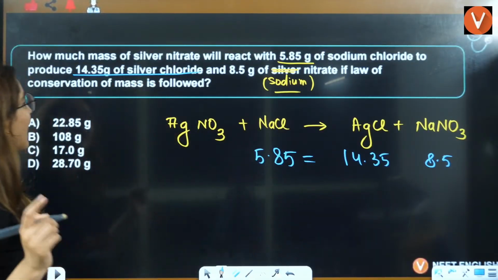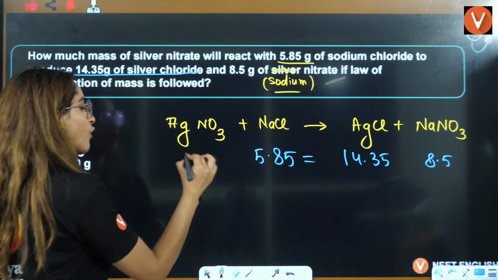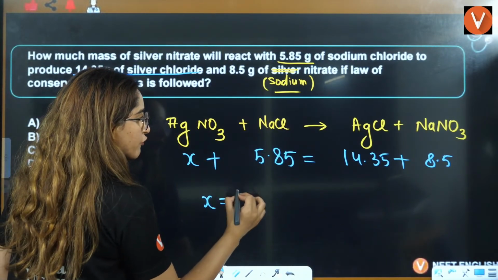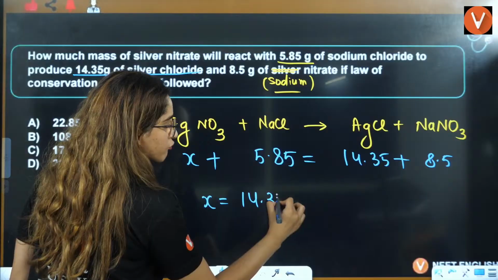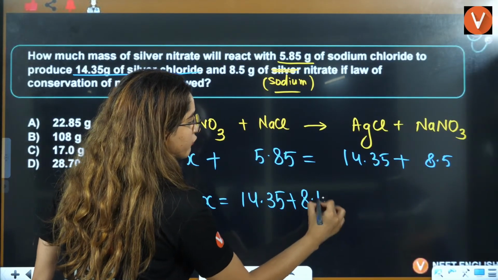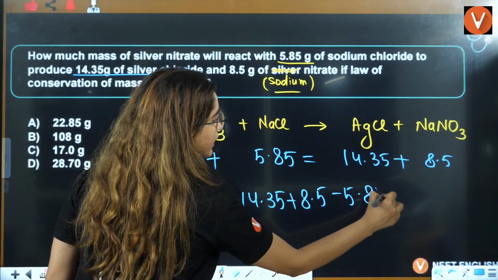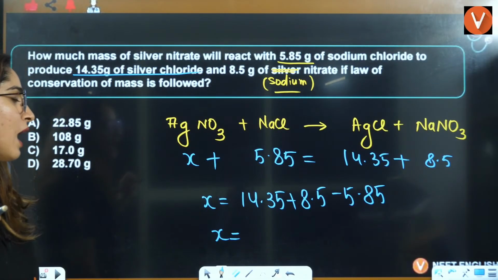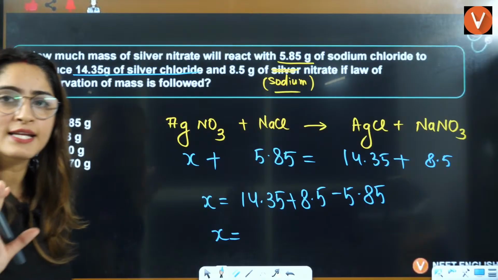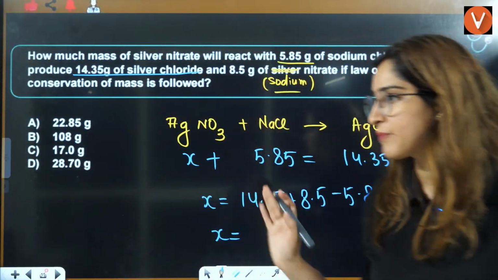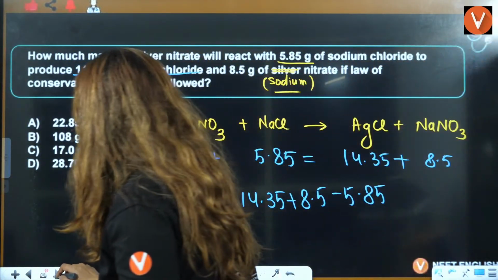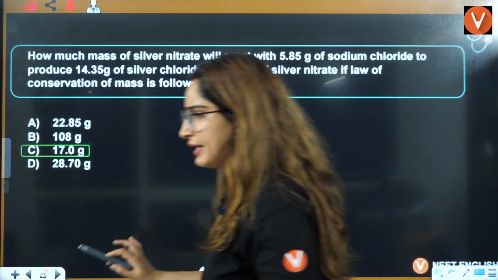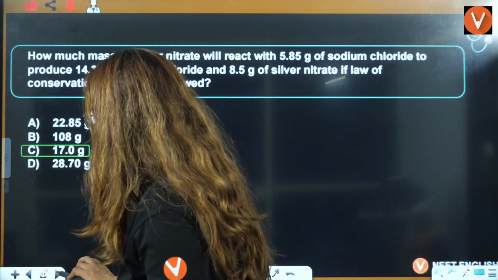And they are saying that the law of conservation of mass is followed. Let's see, this is X. Now you have to calculate the value of X, that is 14.35 plus 8.5 minus 5.85, and you will have your answer here. Right, everybody? Clear? Okay, not a big deal. Simple, simple. The answer will be 17. Very good.